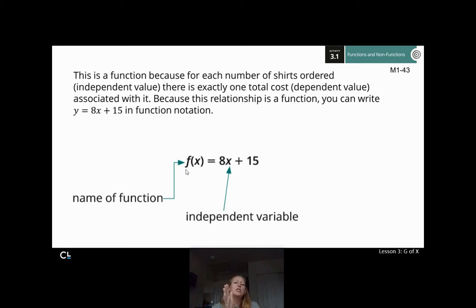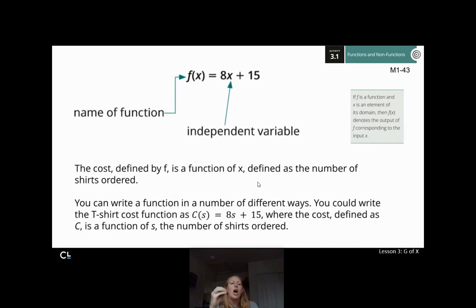So because the relationship is a function, we can rewrite y equals 8x plus 15 in function notation. We write it like this: f of x equals 8x plus 15. So f is the name of my function, and this whole f of x tells me that x is my independent variable. x is my input. So the cost defined by f is a function of x, defined as the number of shirts ordered. So x is the number of shirts I'm ordering. f is the cost of all of those shirts, which is a function of the number of shirts I'm ordering.